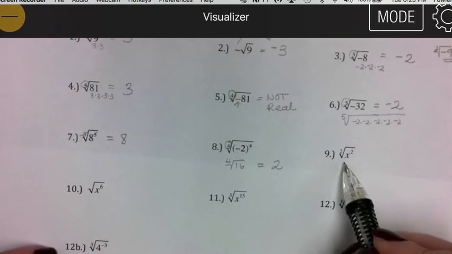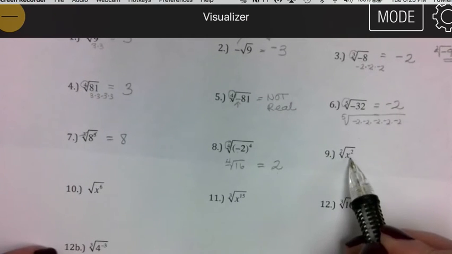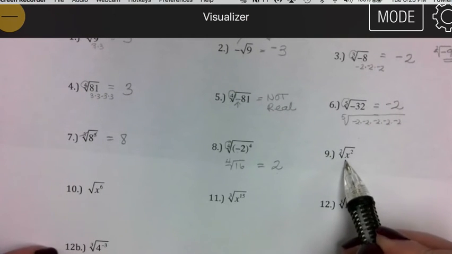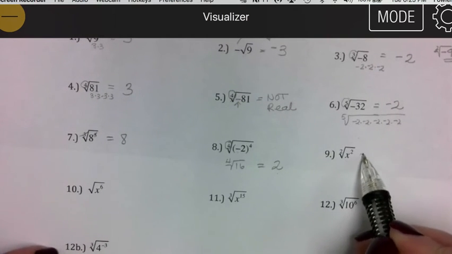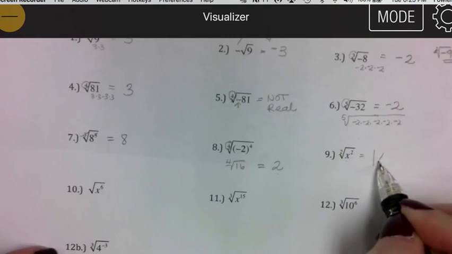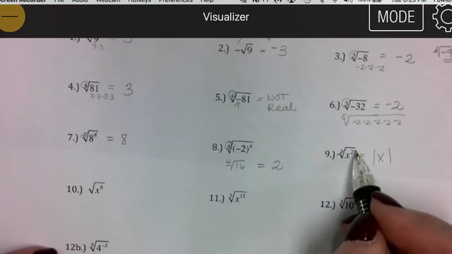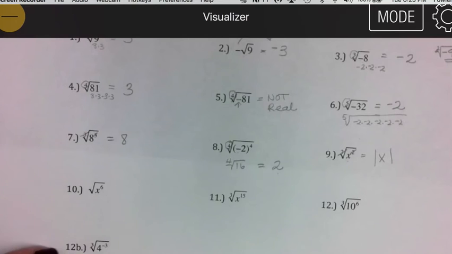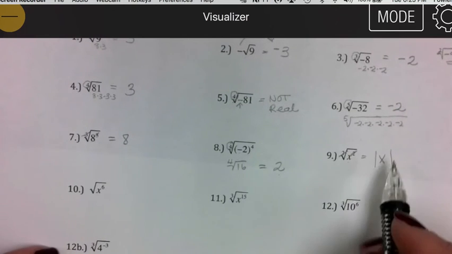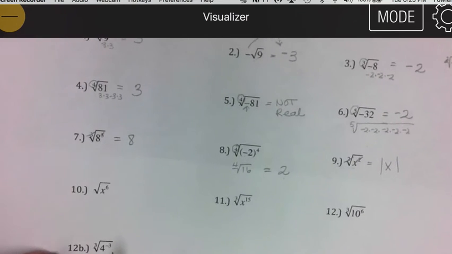On number 9, if we have a variable and we don't know if it's negative or positive, then we have to think of it in terms of absolute value. The squared and the square root are going to cancel, yes, but I have to put the absolute value on x to make sure it's positive.